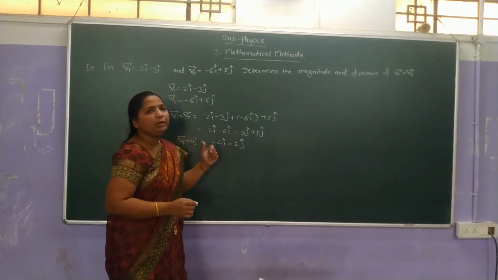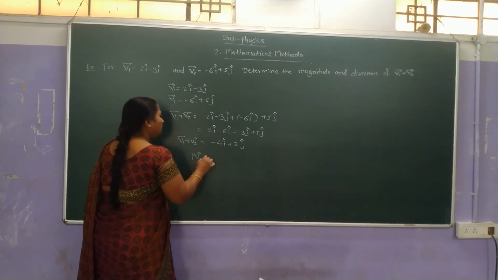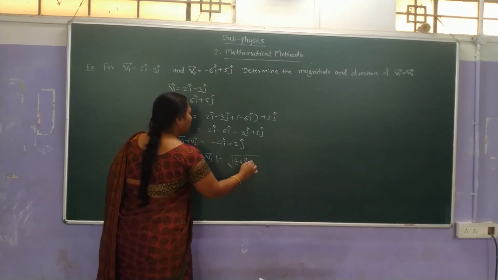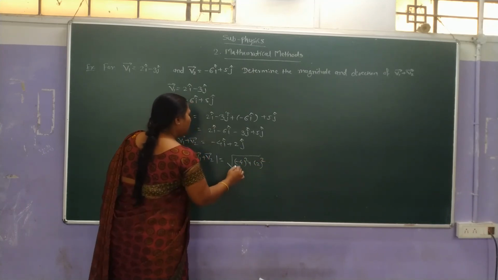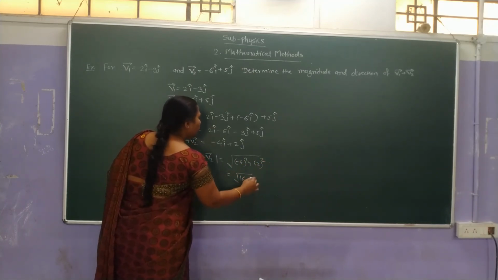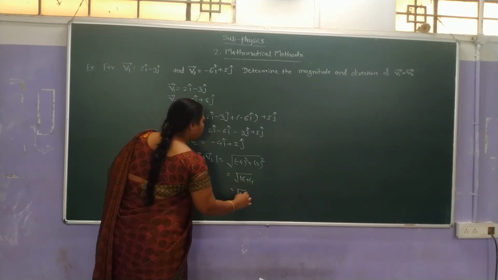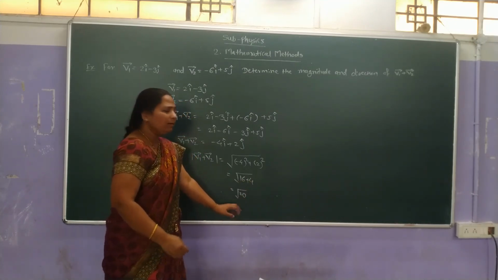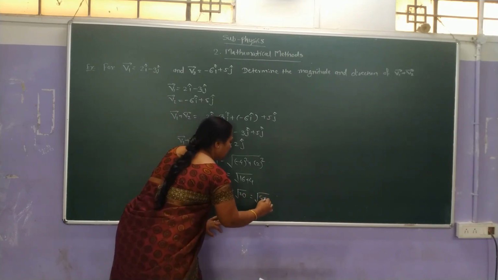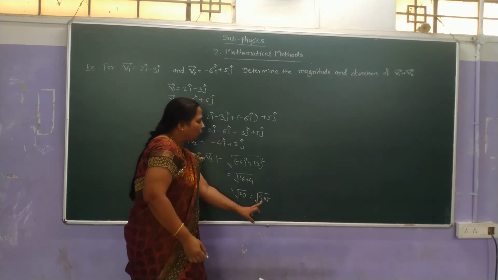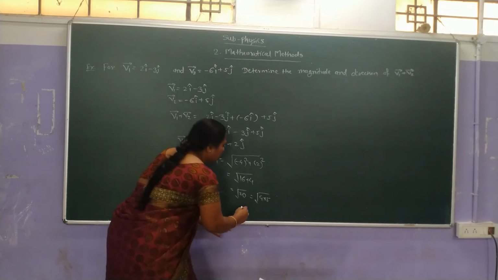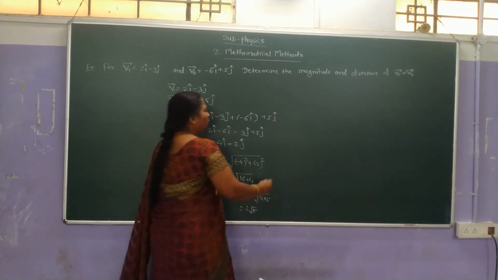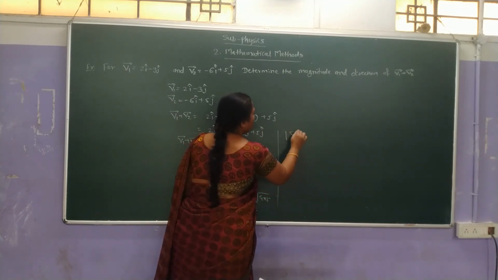Then calculate its magnitude. The magnitude of v1 vector plus v2 vector is equal to the square root of minus 4 square plus 2 square. Minus 4 square is 16, 2 square is 4, taking the square root of 20, 16 plus 4, 4 goes out of 20. The magnitude of v1 plus v2 is equal to 2 root 5.